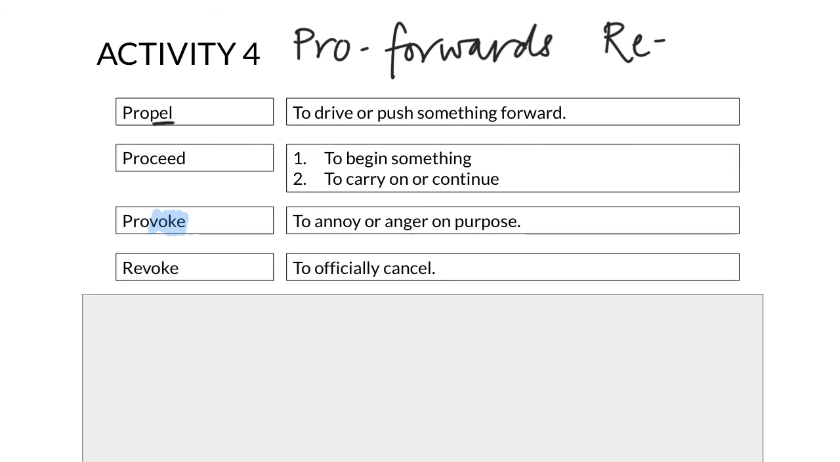Okay. Revoke means to officially cancel. Now we've got a pair of pseudo-antonyms here. You would think provoke and revoke mean opposite things, but they actually don't. So provoke is to annoy or anger on purpose. Revoke is to officially cancel. For example, the boy had been driving dangerously, so the judge revoked his license. He called it back. He took it back.